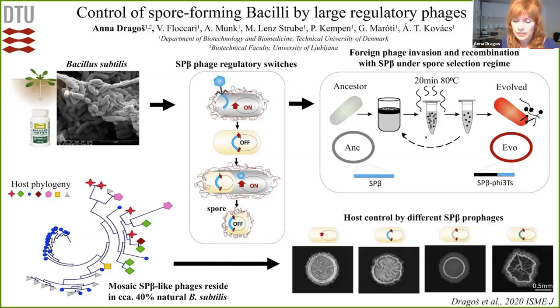We see that this mosaicism matters a lot because lysogeny with different but closely related SP beta variants leads to obvious phenotypic changes in the host bacterium. And currently I'm heading a project where we investigate how and why these mosaic phage regulatory switches alter individual and group level behavior of their host bacteria. Thanks, that's all from my side and I will be happy to talk to you later during the breakout rooms.